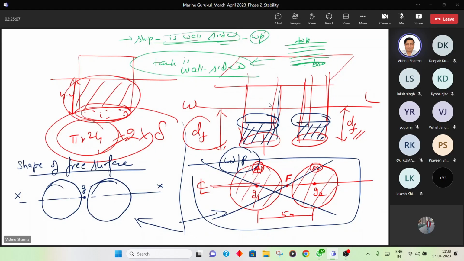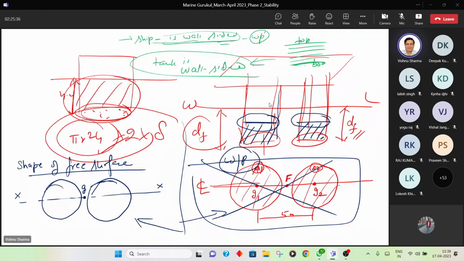A box shape, a cuboidal tank, is also wall-sided, in which the water plane area everywhere is rectangular or square, whatever it is, right? A cylindrical shape is also wall-sided. There, everywhere it is circular, right? Yes, sir. Okay, so that is what it is trying to say. Here the shape is curvilinear, but he says the tank is wall-sided. That's what you need to understand and appreciate.